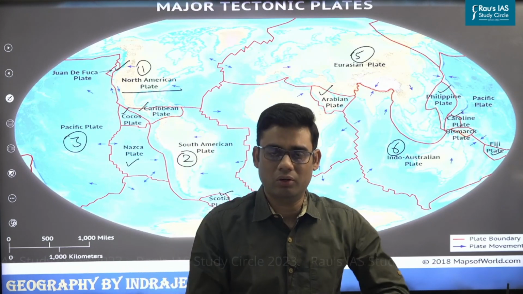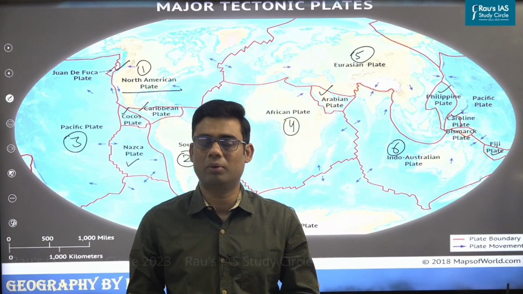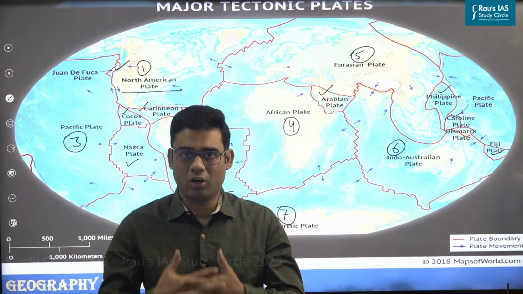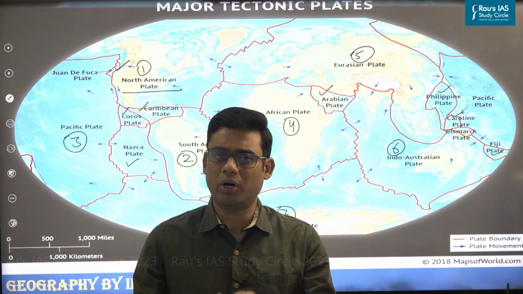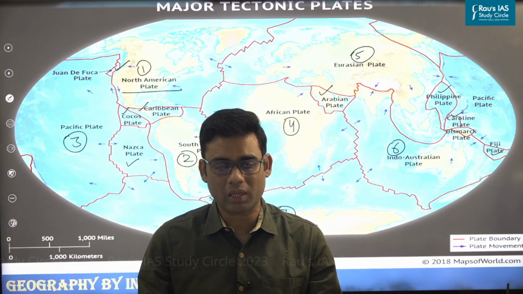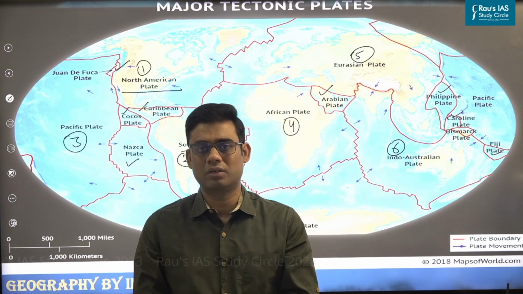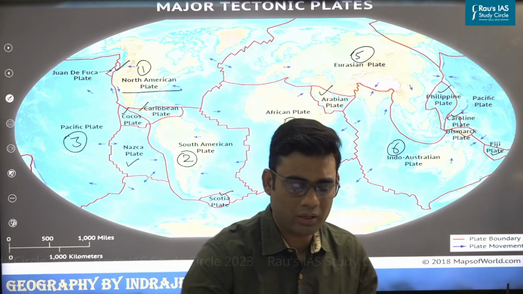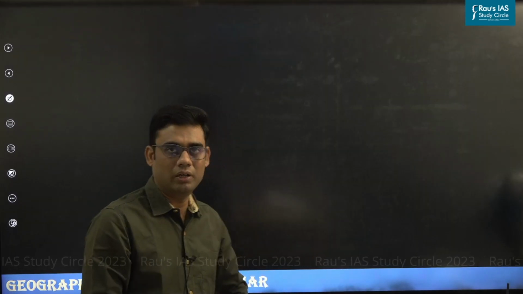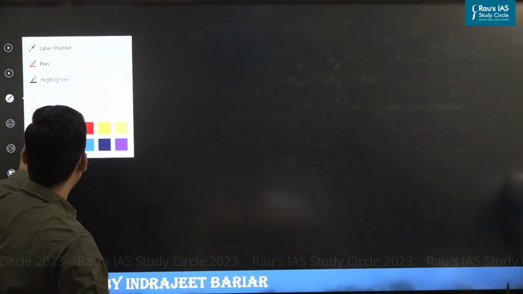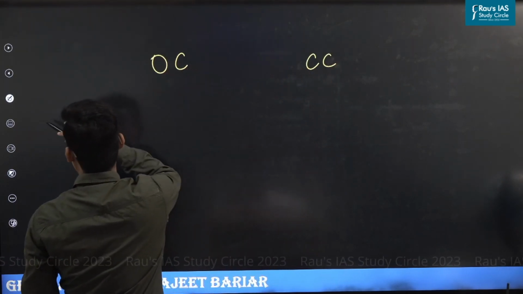Today we are going to take a look at convergence. When the convergence of plates happens, what phenomena occur and what features form will depend on what type of crust is interacting. We are going to divide crust into oceanic crust and continental crust. Oceanic crust I will show by OC, and continental crust by CC.